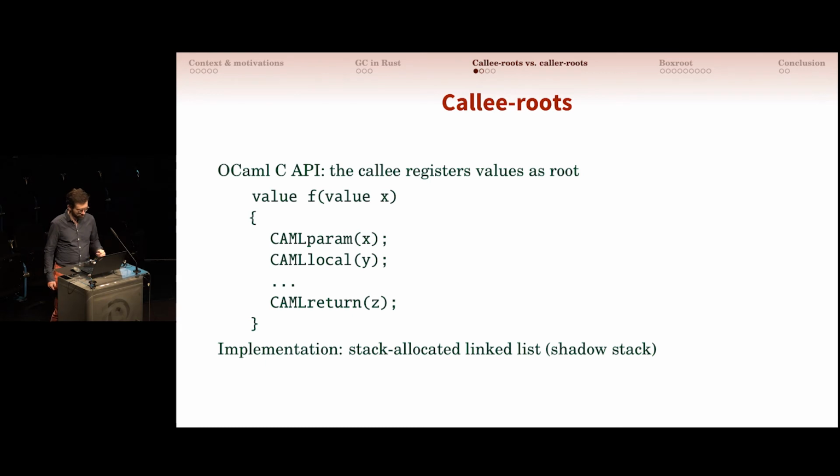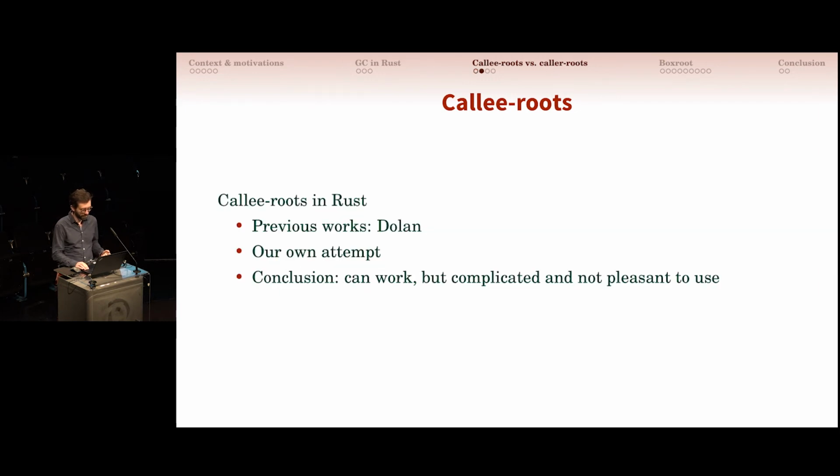The OCaml C API is callee-roots. It means that when you enter a function, you are responsible for rooting all the parameters that are on the stack. This is implemented with a stack allocated linked list. In Rust, there were attempts to do that by Stephen Dolan, and we also tried to do it ourselves. The conclusion is that this can work, but this is complicated and not pleasant to use.